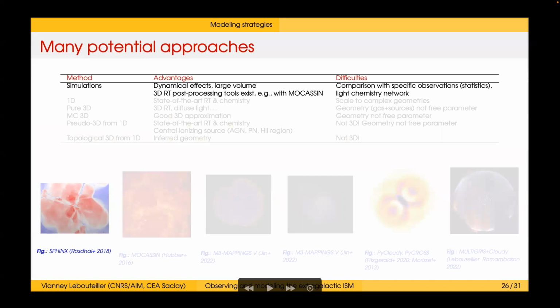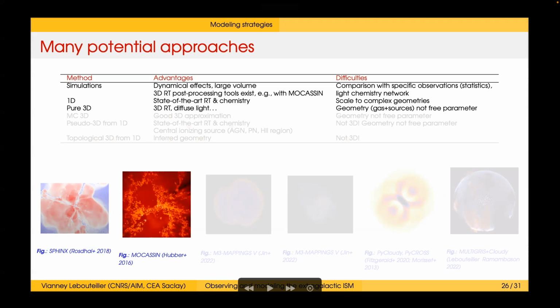You can even do 3D radiative transfer post-processing on them, for instance, with Moccasin. Now, it's difficult to compare to specific observations, but as Benjamin said, you have statistical significance with them. You can turn to 1D models to do single cloud approaches to model a full galaxy. Now, a lot of people do that. The advantage is that you use state-of-the-art radiative transfer and chemistry, but it's difficult to scale to complex geometries, obviously.